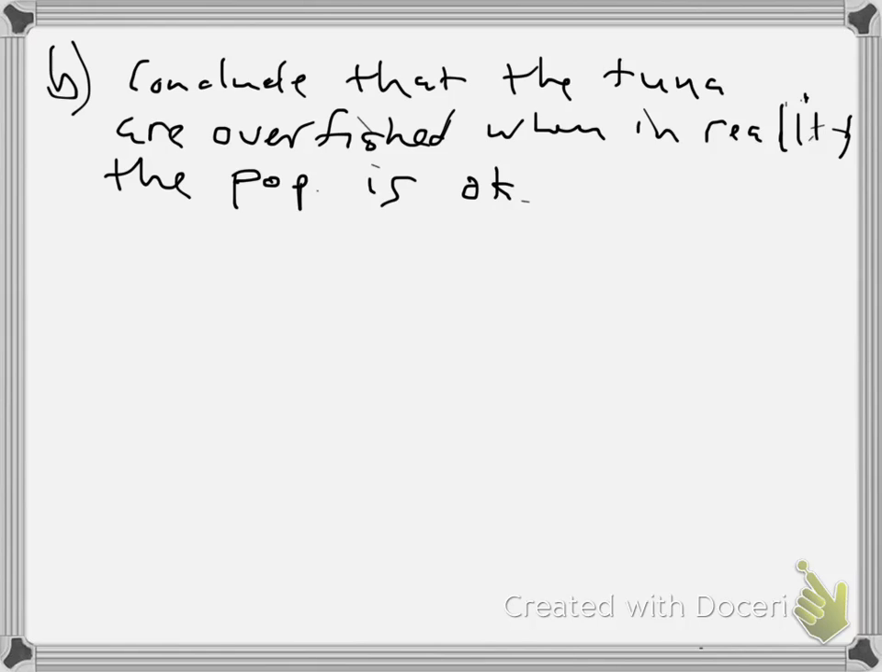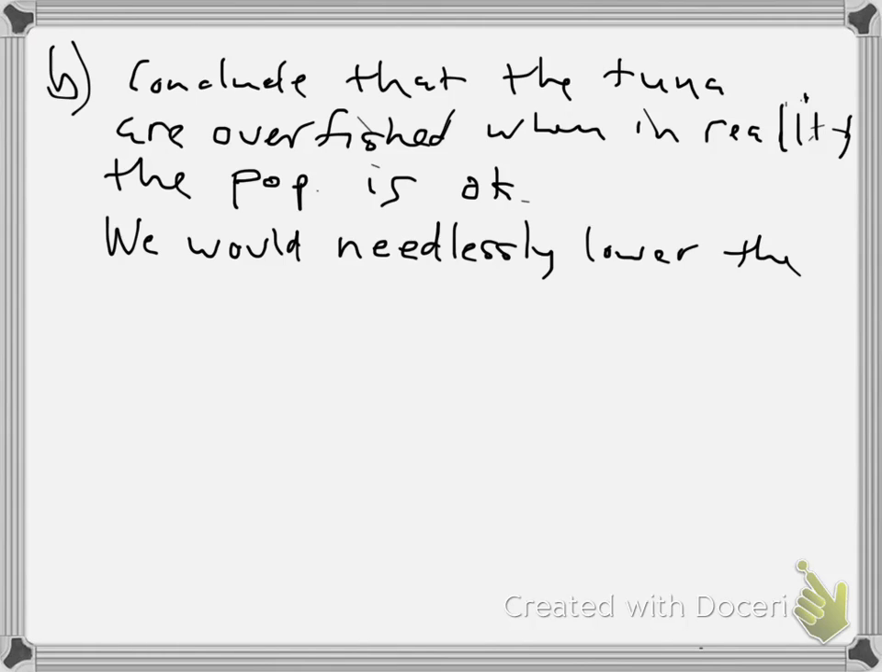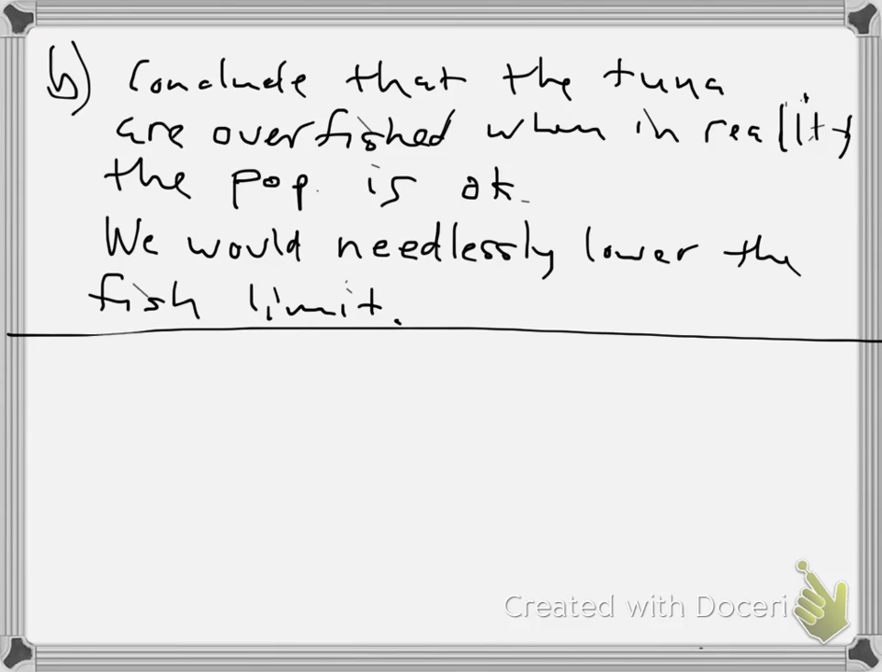What's the consequence? Well, what would happen in this case? We conclude that the population is overfished when in reality the population is okay. So we would, and I'll put in the word needlessly, because I guess we didn't really need to do it, needlessly lower the fish limit. Needlessly implying that we didn't have to do it, that we were wrong doing it. But you know what? That's not so bad, right?